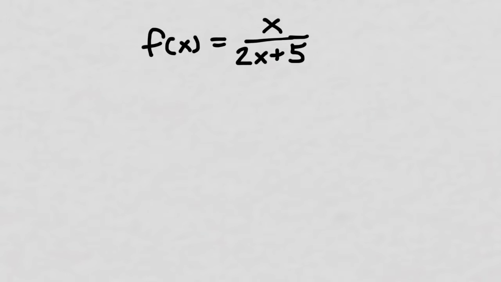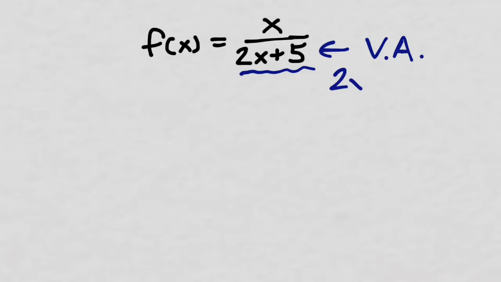I'm going to make a quick sketch for the graph of the function f of x equals x over 2x plus 5. First thing to look at are vertical asymptotes. They're going to occur when the denominator equals 0 and the numerator does not. So we can solve that equation, 2x plus 5 equals 0. We get a solution of x equals negative 5 over 2.